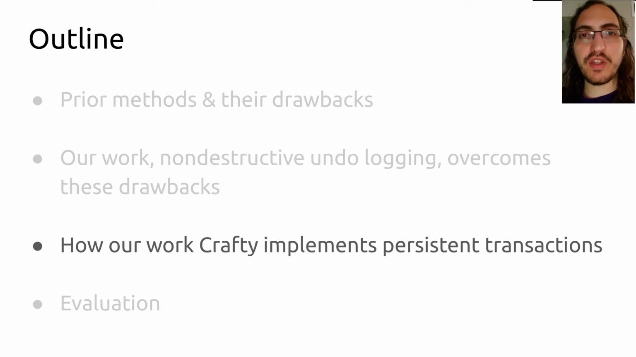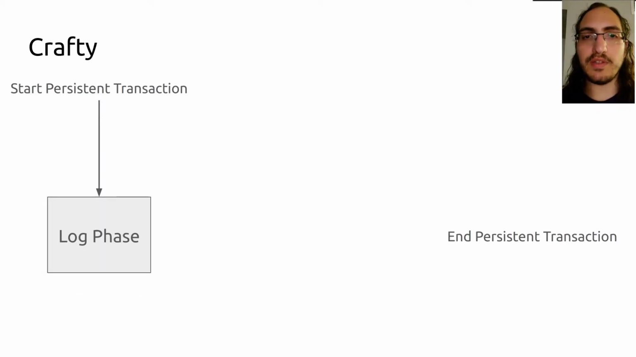Next, let's look at how Crafty uses non-destructive undo logging to implement persistent transactions. Crafty works in multiple phases, with each phase executed in a separate hardware transaction, which means each persistent transaction will include multiple hardware transactions. And Crafty maintains the atomicity and persistency across all these hardware transactions.